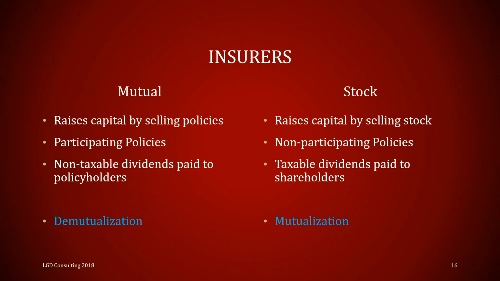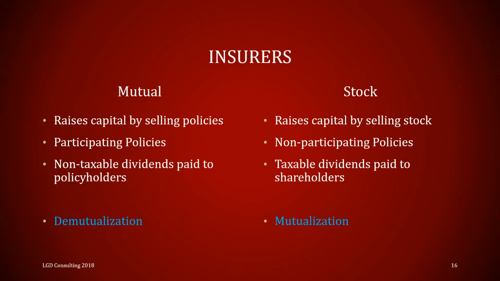Now, as far as getting into insurance companies or insurers, we have stock and mutual companies, which are the largest ones. A lot of times you'll see them listed as commercial insurers. So, in order to set up a company, you've got to raise money. In a mutual company, you raise money by selling policies. So, mutual companies offer participating policies. If you buy a policy, if the company makes a profit, they're going to give that profit to you in the form of a non-taxable dividend.